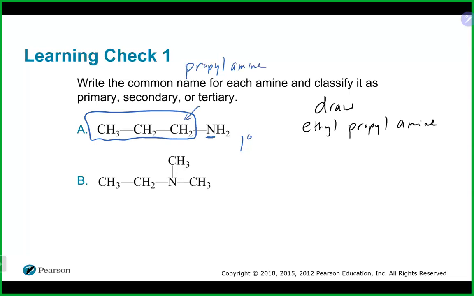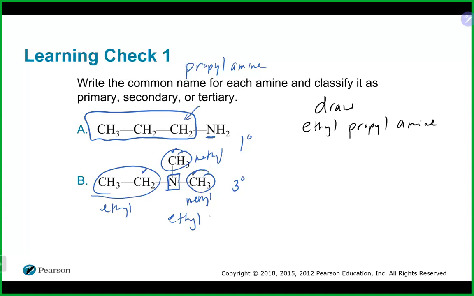Any questions on that name there? Coming to this one here, that is a nitrogen that has 1, 2, and 3 carbons directly attached to it. So that's going to be a tertiary amine. And we're going to go common name here. That clearly is a methyl group, that is a methyl group, and I feel like that's an ethyl group there. And that's going to give me ethyldimethylamine in this case. First off, any questions on the names there or the classifications?